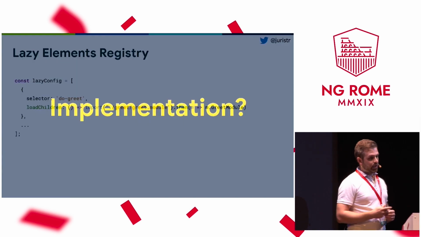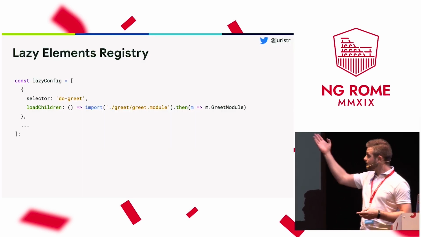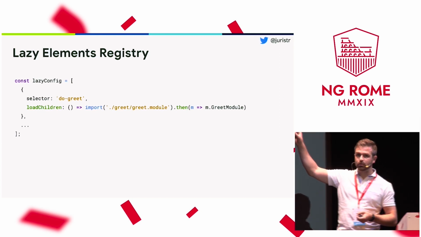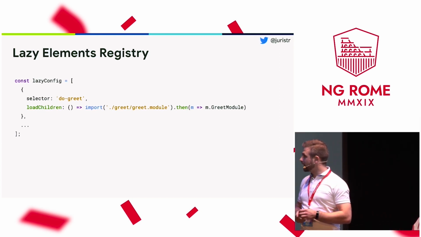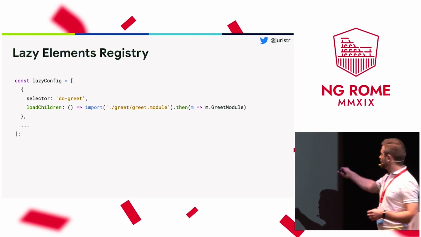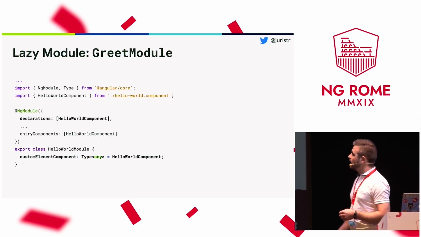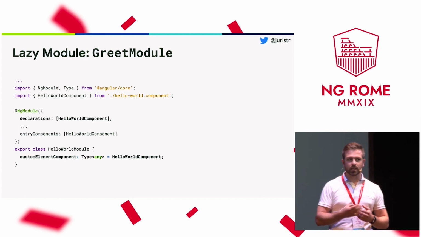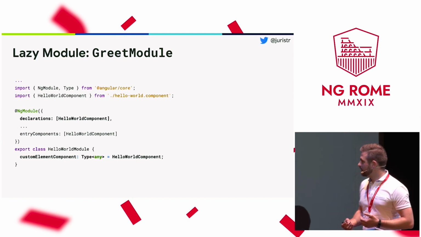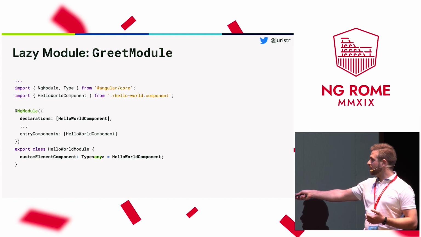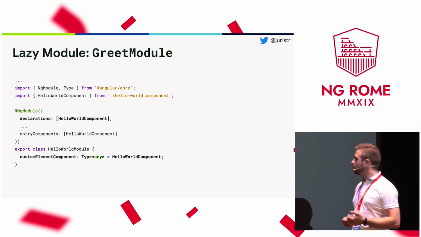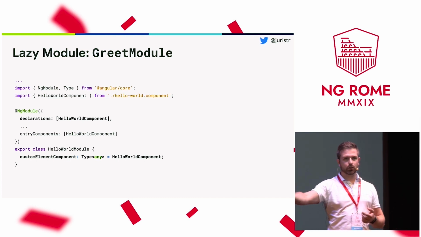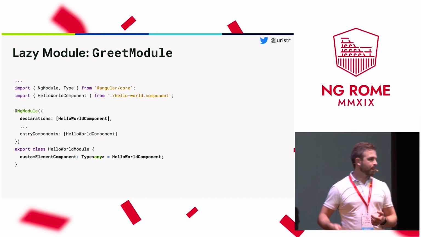So how does the implementation look? Well, first of all, as mentioned, we have that lazy elements registry, just mapping between selector and lazy module function. Now, inside that greeter module here, I just expose the component which I want to expose as an Angular element. I also automated the whole creation of the Angular element, so I defined just a custom property here, custom element component, and exposed that I want to have that hello world component later on lazy loaded and wrapped as an Angular element.